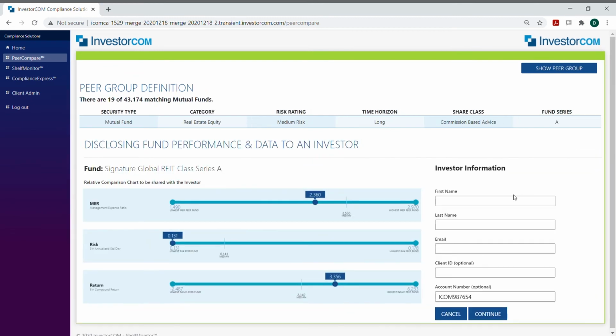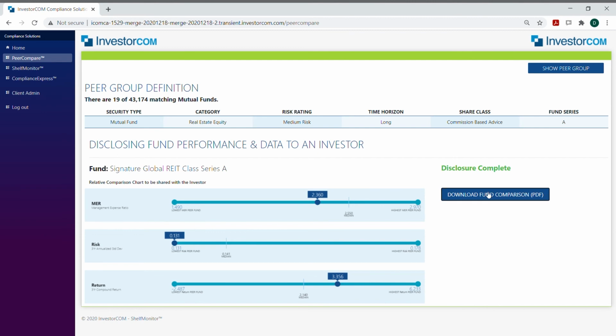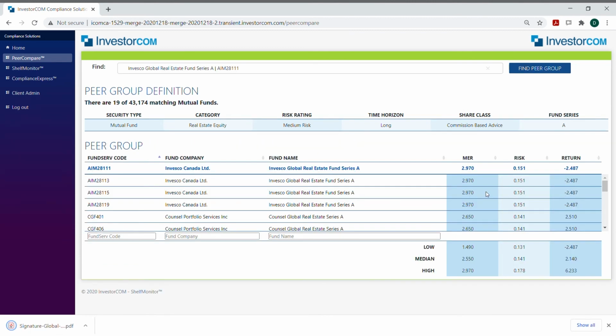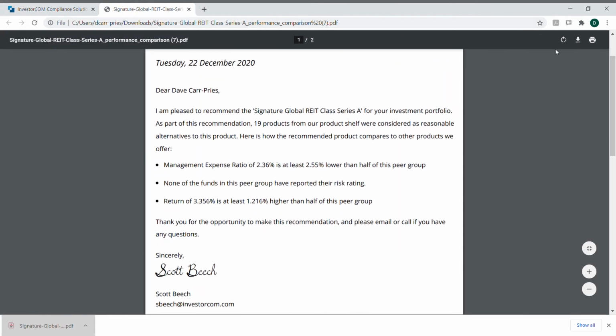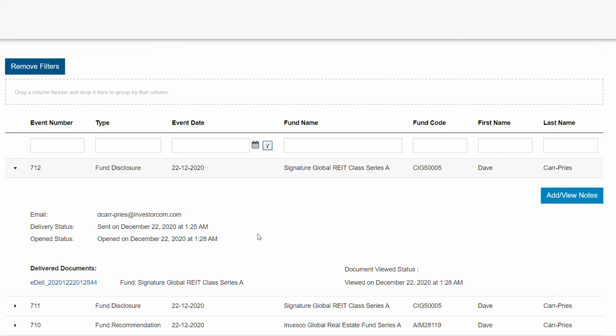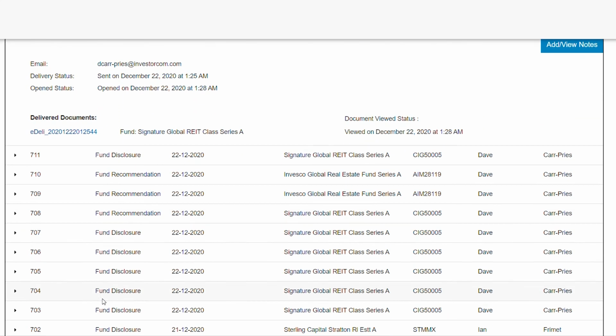PeerCompare completes the advisor's workflow by integrating with the record-keeping engine. The advisor's recommendation, analysis of available alternatives, and accompanying advisor notes are all tracked centrally in our application. The solution also delivers and tracks all related disclosure documents to your investor. And all activities can be reported and tracked at the advisor, branch, or enterprise level.